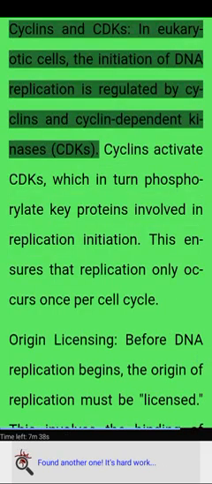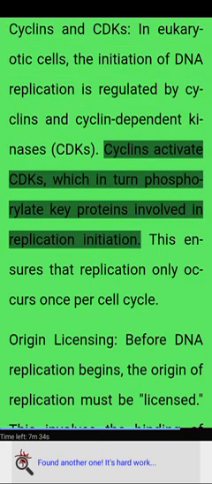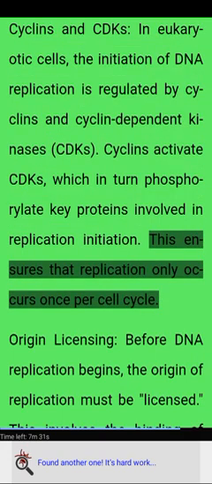Cyclins and CDKs. In eukaryotic cells, the initiation of DNA replication is regulated by cyclins and cyclin-dependent kinases, CDKs. Cyclins activate CDKs, which in turn phosphorylate key proteins involved in replication initiation. This ensures that replication only occurs once per cell cycle.